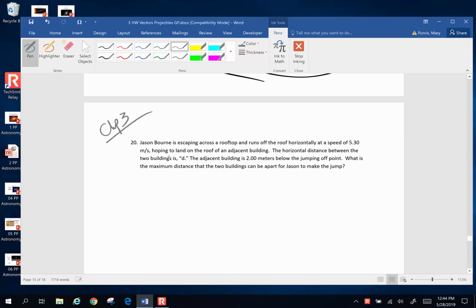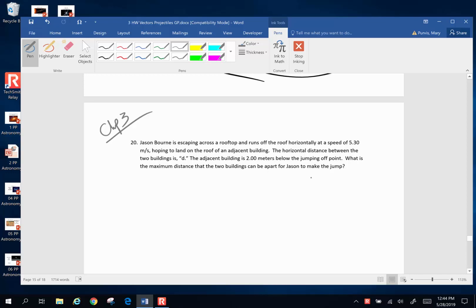Here goes. Jason Bourne is escaping across a rooftop and runs off the roof horizontally at a speed of 5.3 meters per second, hoping to land on the roof of an adjacent building. The horizontal distance between the two buildings is d. The adjacent building is 2 meters below the jumping off point. What is the maximum distance the two buildings can be apart in order for Jason to make the jump?